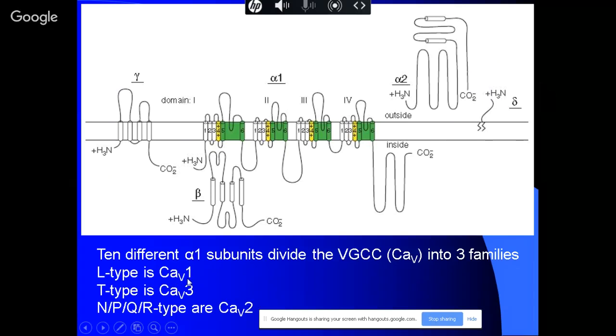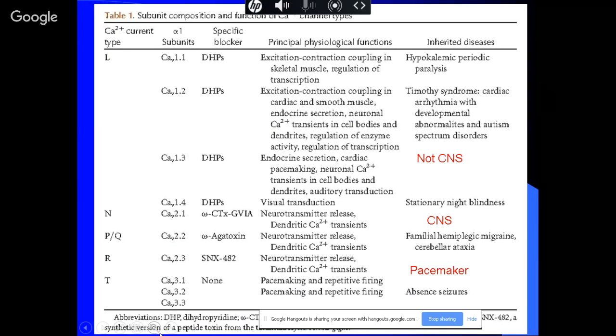So Cav1 means voltage-gated calcium channel, type 1. That is equivalent to the L type. Cav3 is the T type. Cav2 are all of the N, P, Q, R types. Why did we do that? Because there's more to the story. Now we can begin to differentiate the families of Cav1, Cav2, and Cav3 with a meaningful nomenclature, like this, with the decimal system.